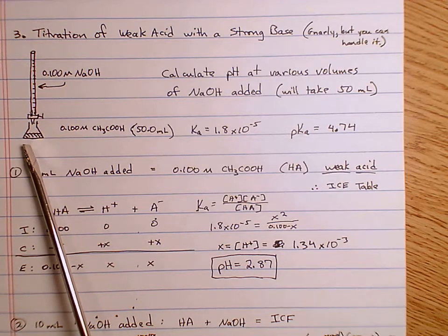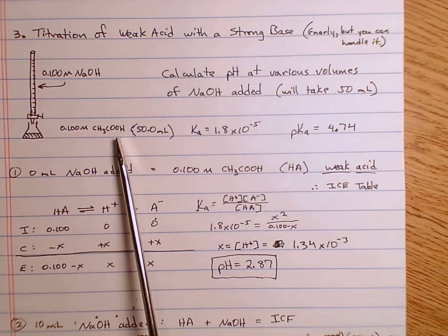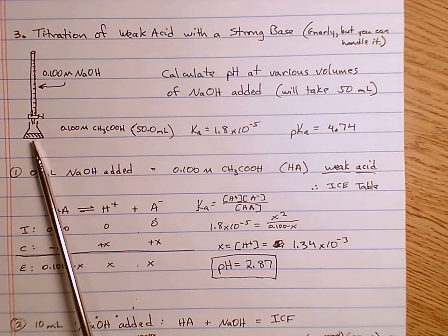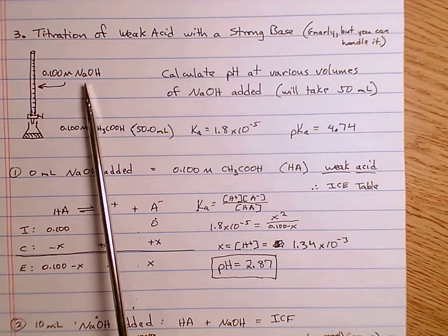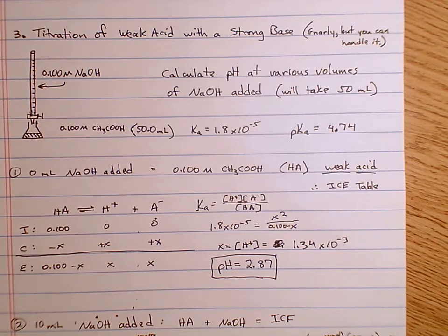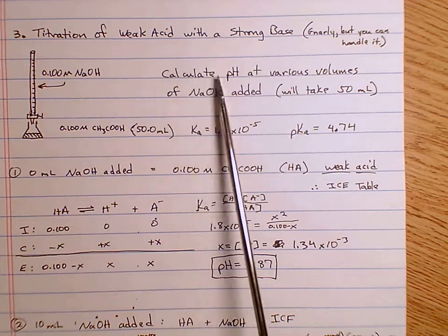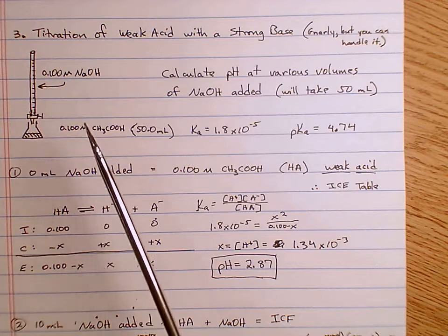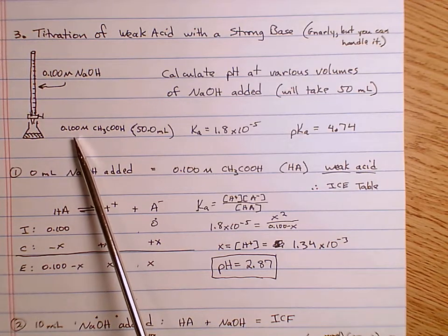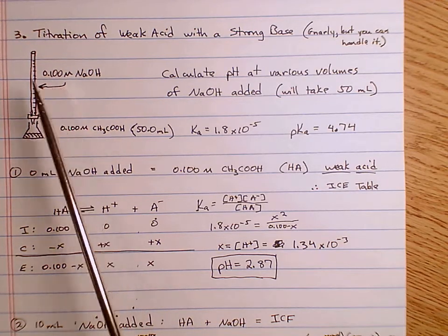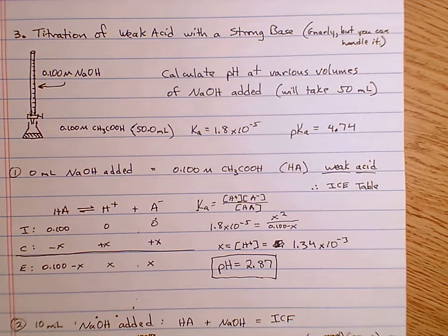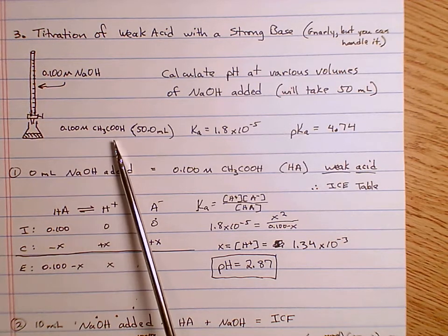Let's put in 50 milliliters of 0.1 molar acetic acid into the Erlenmeyer flask, and let's have our 0.1 molar sodium hydroxide in our burette. We're going to do the same thing: calculate the pH at various volumes of NaOH added. Note, we can already tell, since our concentration of acid is 0.1 molar and our concentration of base is 0.1 molar, the fact that we have 50 milliliters of acid tells us it's going to take 50 milliliters of base to do this neutralization. The difference is this is a weak acid.